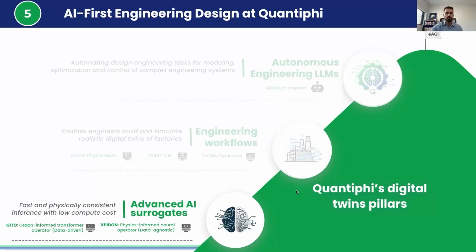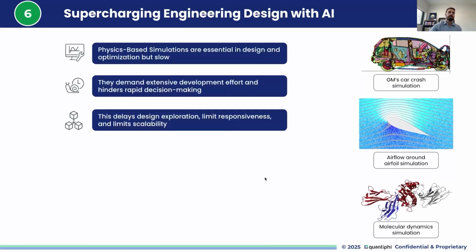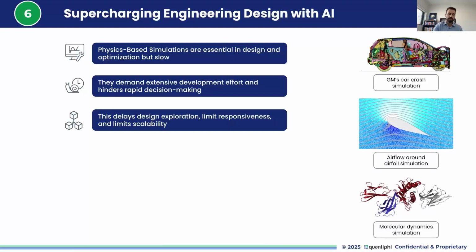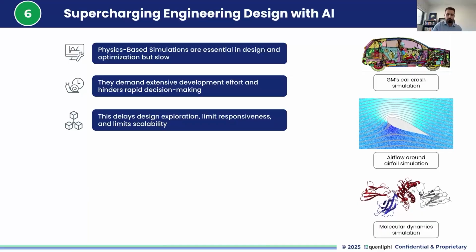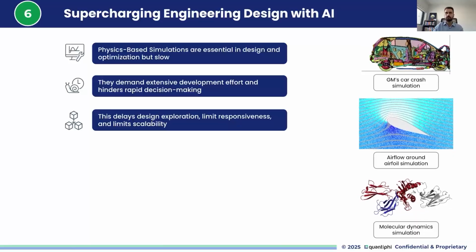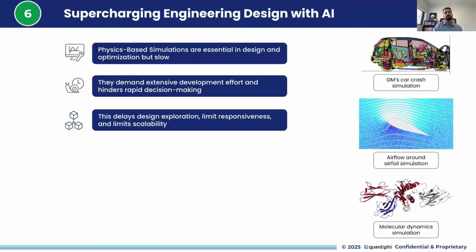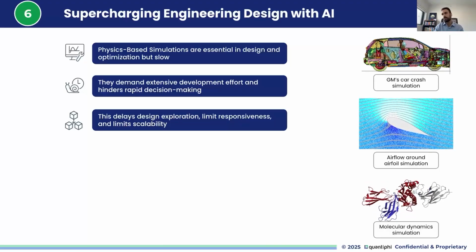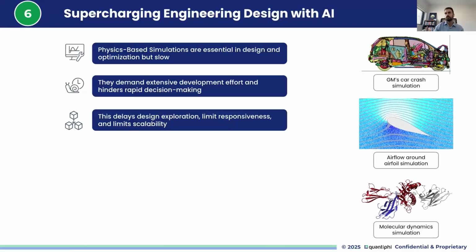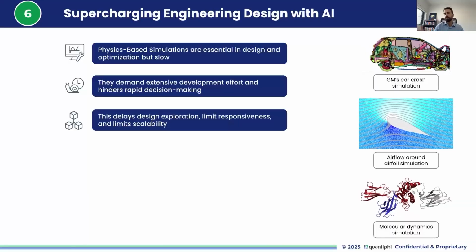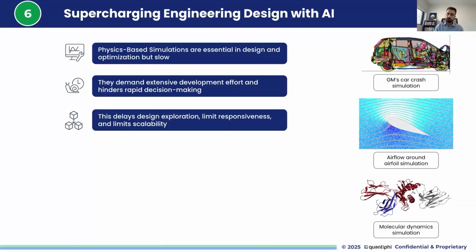Starting with advanced AI surrogates. As you know, physics-based simulations are essential in design and optimization tasks. Engineers rely on these tools for testing, refining, and optimizing engineering systems before even building anything. And they have a lot of applications from, as you can see on the right-hand side, aerospace and automotive to computational chemistry and robotics.